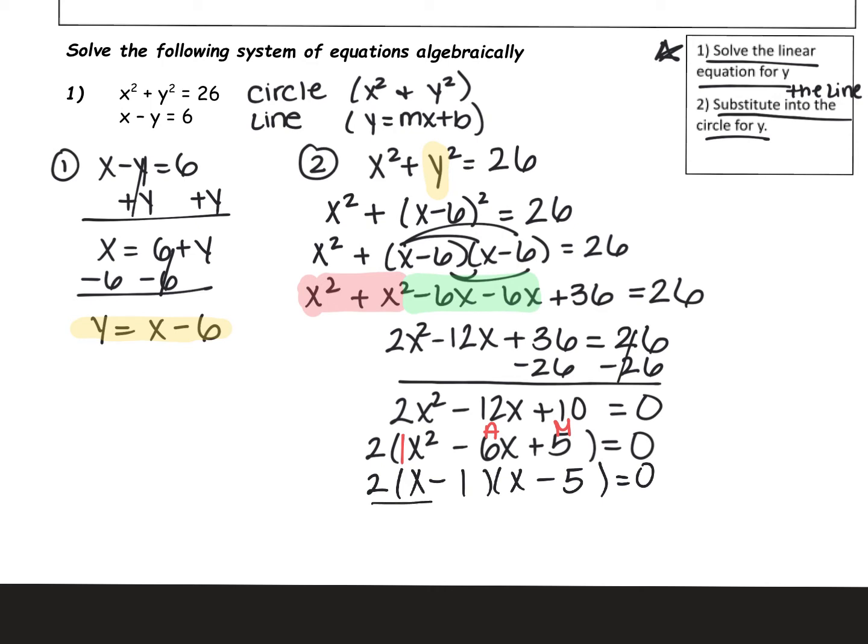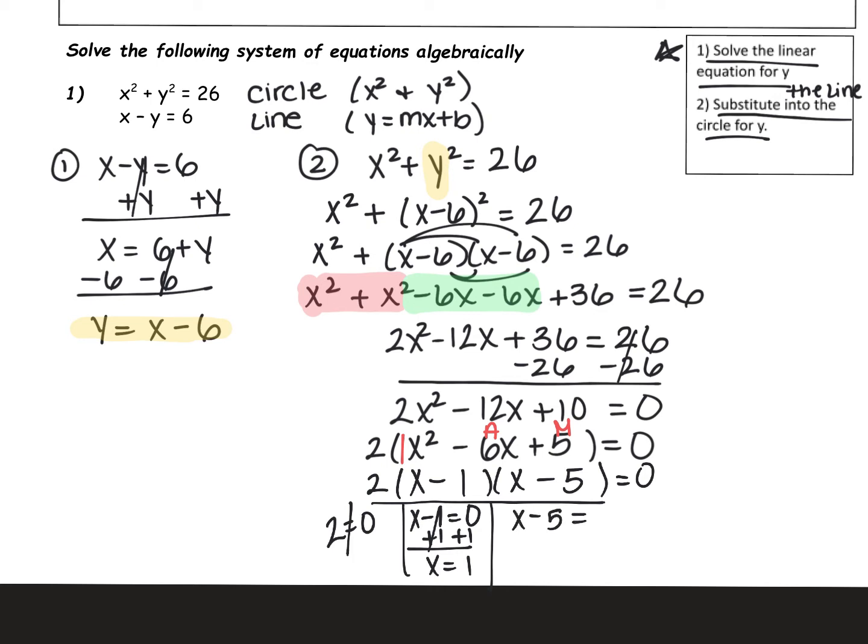And we're going to do a t-chart. So x minus 2 equals 0, this one we reject because there's nothing to solve there. x minus 1 equals 0. We can add 1 to both sides. We get x equals 1.